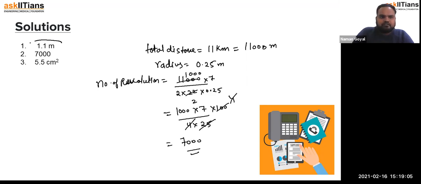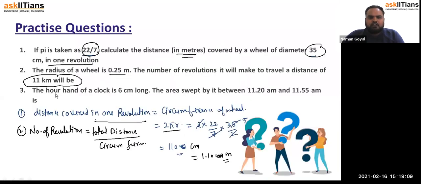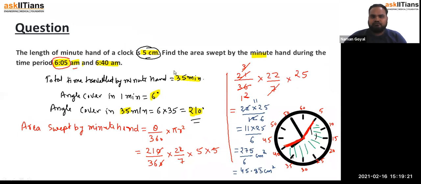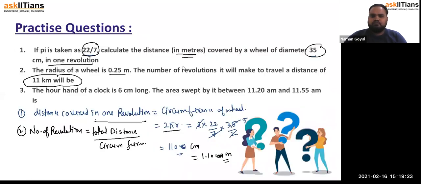If you see, the first answer we got correct, the second answer we got correct. Now for the last question, the hour hand of the clock is 6 centimeter long, and the area swept in this time. See, this question is just similar to this question. So you can do this question, right?